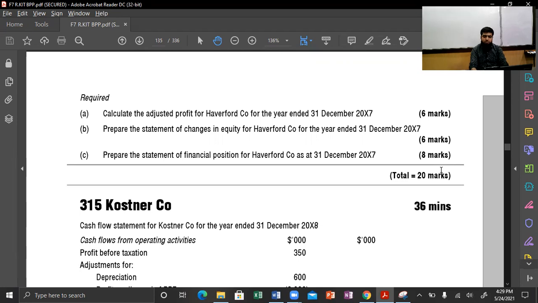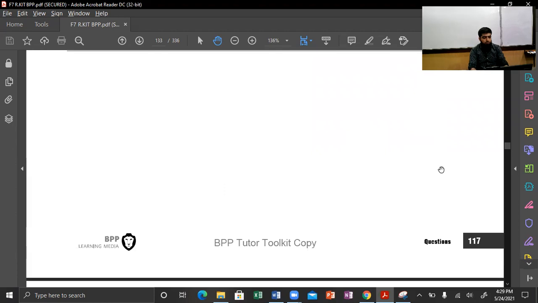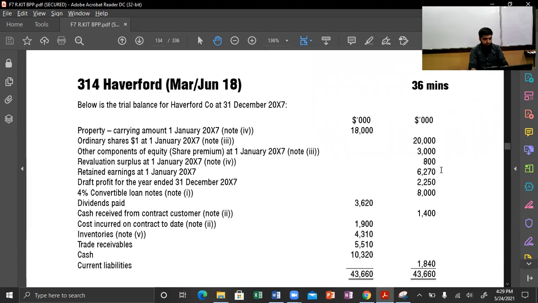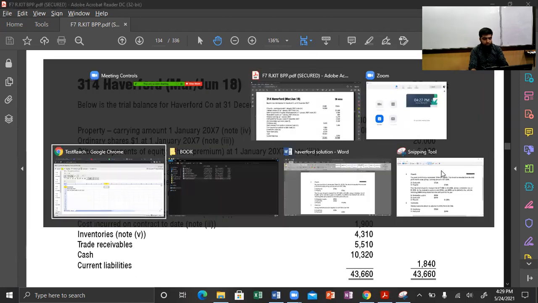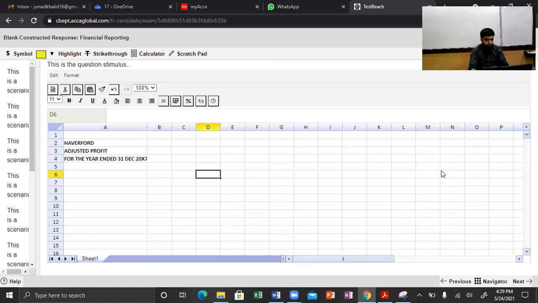Let's start with the adjusted profit, because we know that once we are able to calculate the adjusted net profit, the other requirements are definitely linked with the adjusted net profit. So start with that. We have a given profit, that is the draft profit, which is 2250. Draft profit is 2250. Let's start with that one.